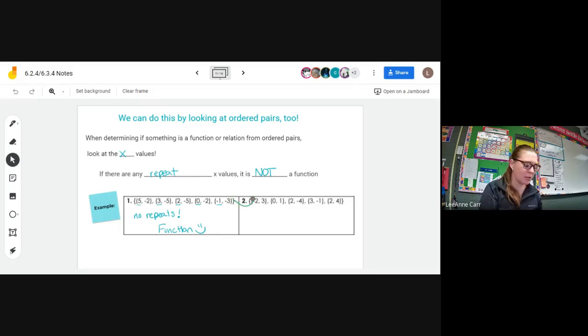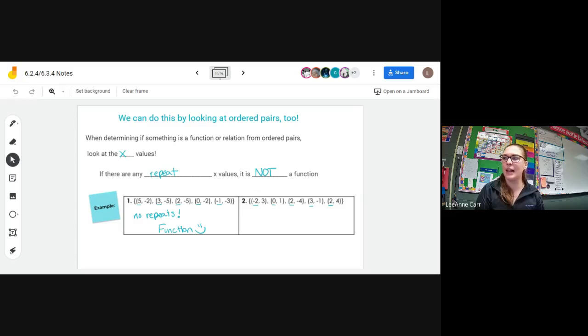All right, now let's look at number 2. Again, I'm going to underline all those X values. I don't care if Y's repeat. I know that sounds silly. Y's don't matter when we're determining if something is a function or not. We only care about the X's. So now let's look. Do we see any repeat X's here, guys?